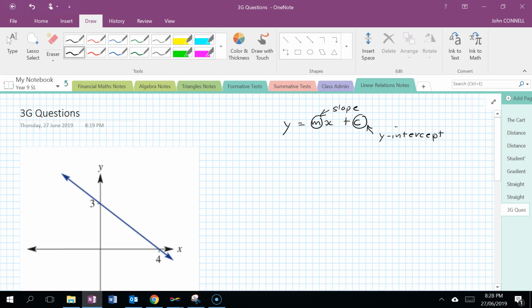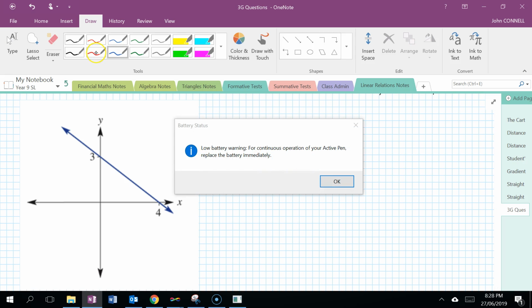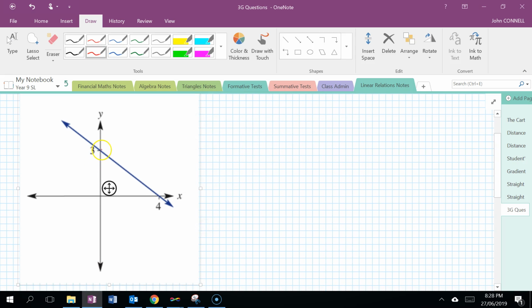So some of the examples you would have been doing in homework would have been, they would have given you a graph like this and said write down the equation of the line. And so if we have a look at it, we can see we already have the y-intercept. That's the point where it goes through the y-axis. And we can see that it goes through the y-axis at 3. So we can say c is equal to 3. But the slope's a little bit harder. And so for the slope we need to think about the 2 points that we're given.